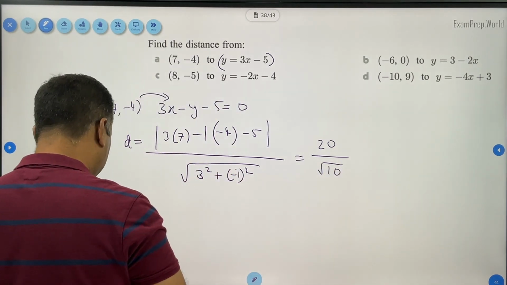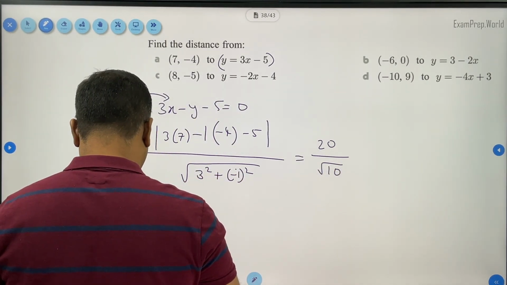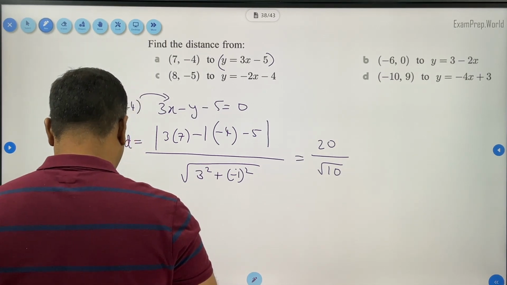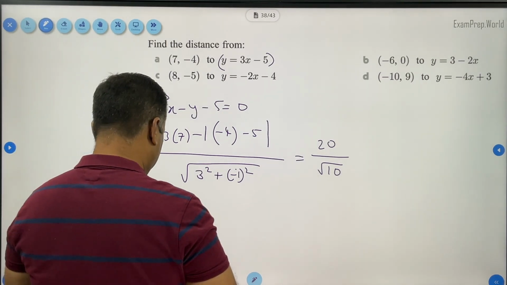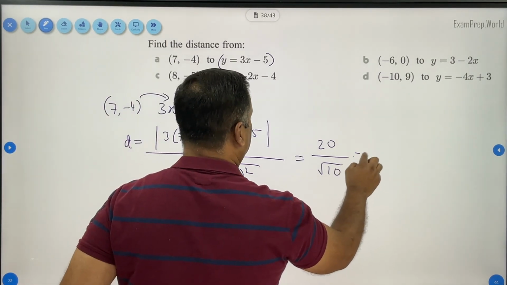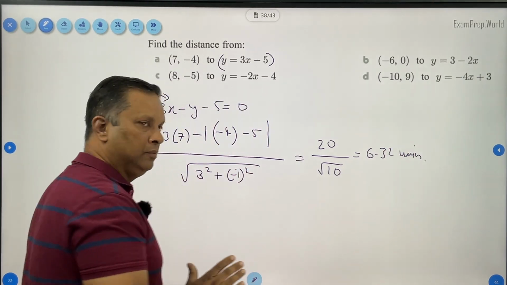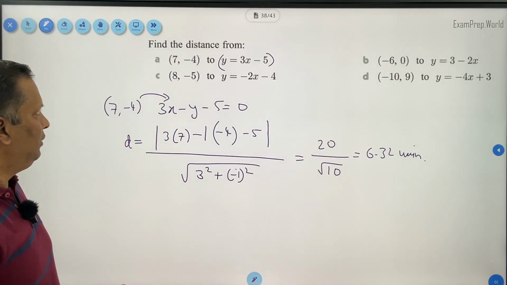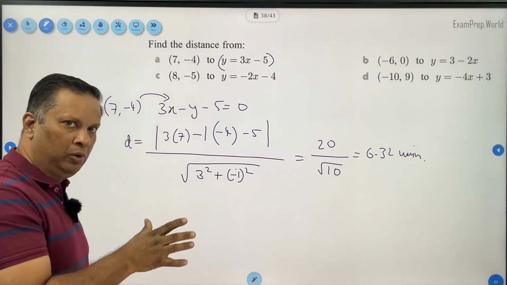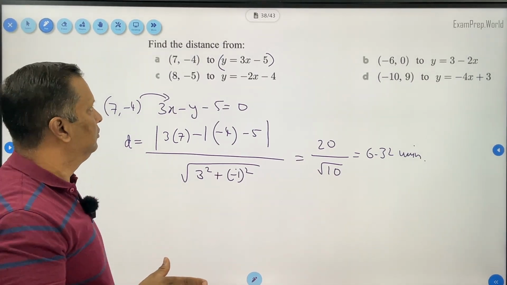So 20 by root 10 is 20 divided by root 10, which is 6.32 units. You understanding, right? So it is very, very simple. Straight application of formula in this type of questions.